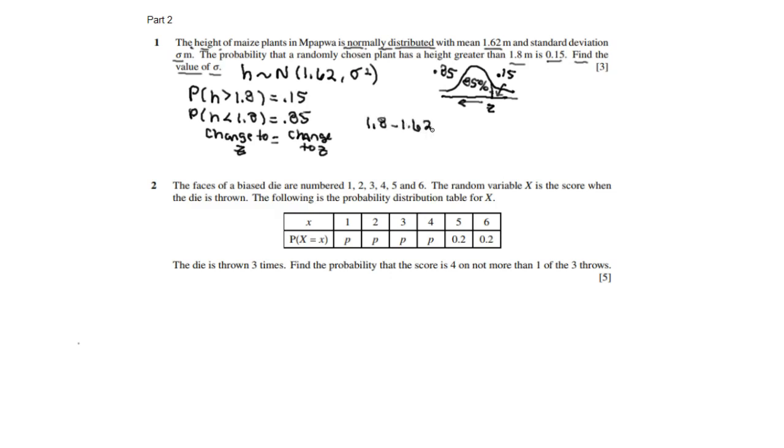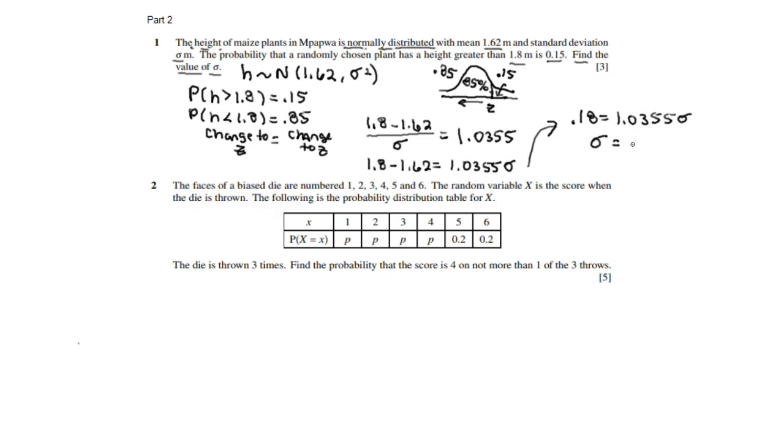So if I go 1.8 minus the mean, and then over the standard deviation that I don't know, call it theta, it's equal to whatever the z-score matches up with 0.85, and I think it's 1.0355. You should double check that. Now all I've got to do is get the standard deviation by itself: multiply both sides by the standard deviation, clean up the one side, and then divide. When you do, you should find that the standard deviation is 0.174 to 3 significant figures.